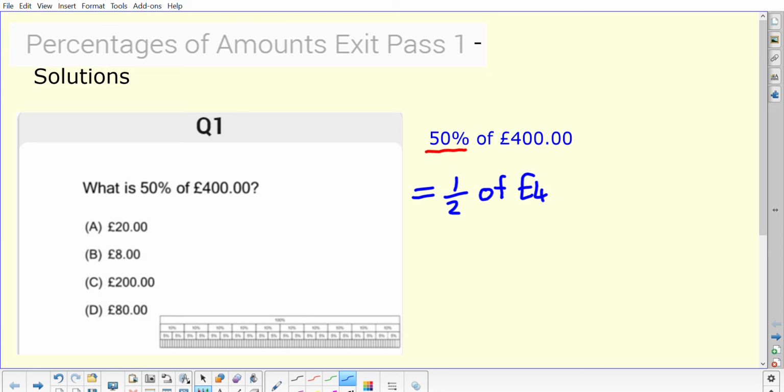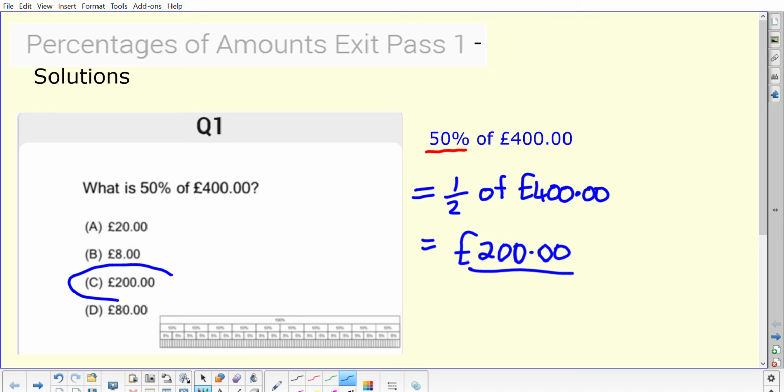So if you're doing a half of £400, hopefully you're able to say that your answer should have been £200. So if you're looking through the list of answers here, we can see that that should have been answer C that you chose.